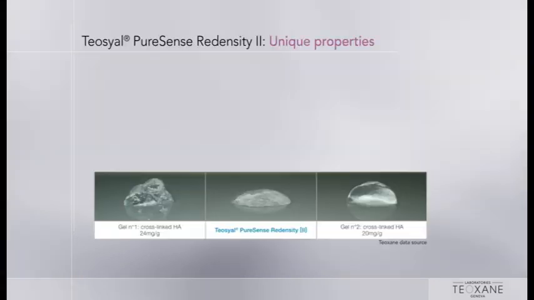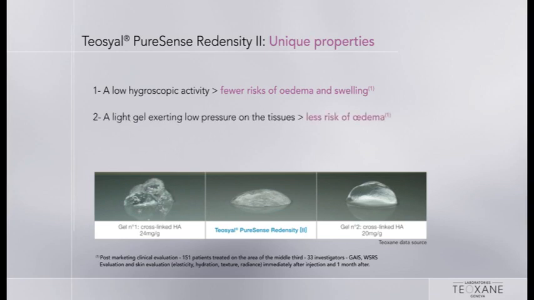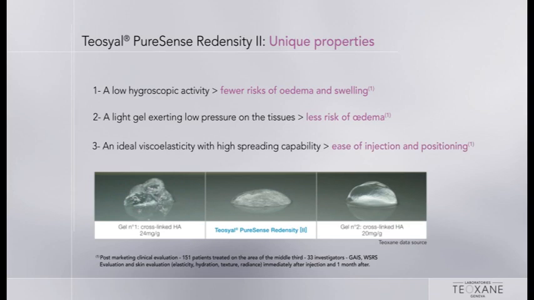Redensity II is a different gel, suitable for the correction of R circles, thanks to unique properties: a low hygroscopic activity, allowing fewer risk of edema and swelling, a light gel exerting low pressure on the tissues to obtain less risk of edema, a needle viscoelasticity with high spreading capability, maximizing the ease of injection and positioning of the product.